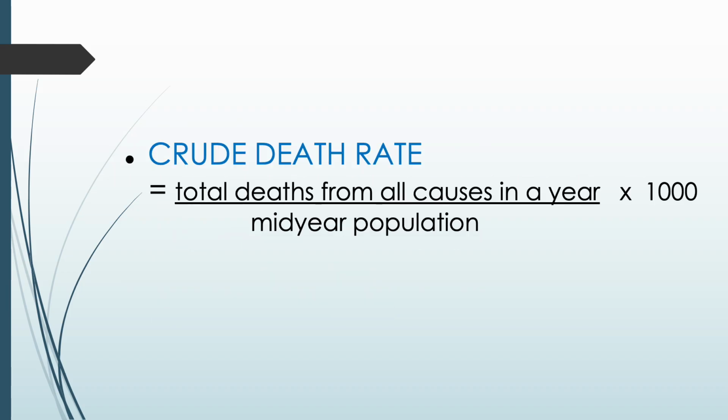Crude death rate is equal to the total deaths from all causes in a year over the mid-year population times 1,000. Crude death rate is usually the risk of dying of a population from all causes for a given time or year.